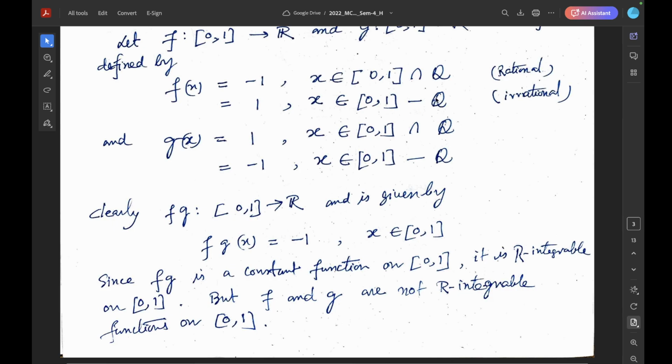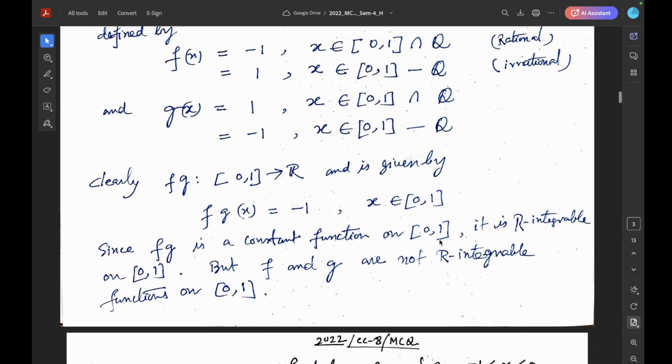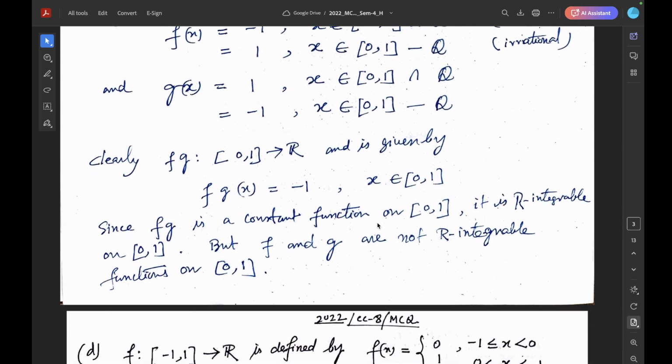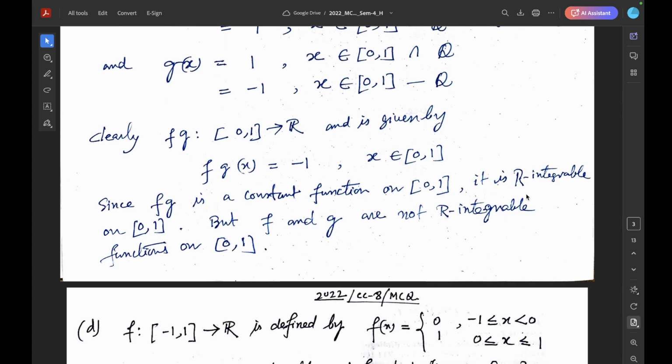If x is irrational, then f(x) is equal to 1 and g(x) equal to -1. So always this product fg is equal to -1 for all x, either rational or irrational, when x belongs to the closed interval [0, 1]. Since fg is a constant function on this closed interval [0, 1], it is Riemann integrable on the closed interval [0, 1].